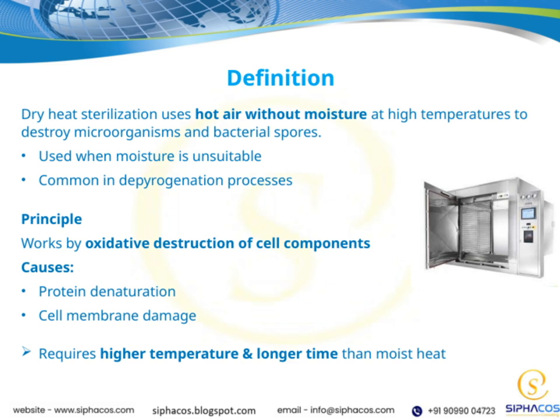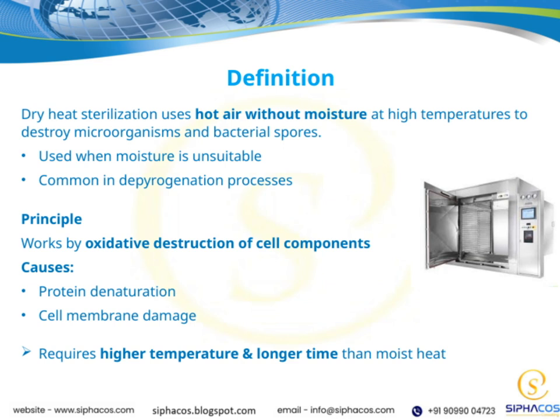Moving on to the principle behind this sterilization, it works through oxidative destruction of cell components. What does that mean? Basically, the heat causes damage at a cellular level, leading to the breakdown of vital cell structures. This damage occurs because proteins denature, meaning they lose their structure, and the cell membranes get compromised. Together, these effects ensure that microorganisms are effectively destroyed.